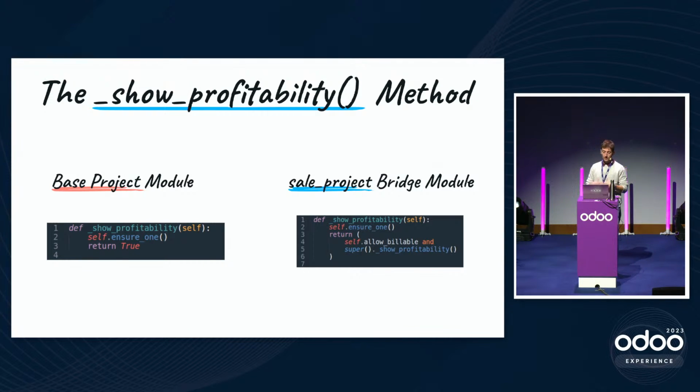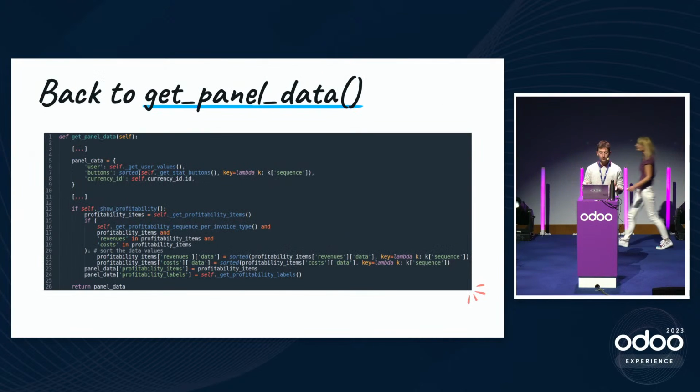So as you can understand, we can also extend functions in the bridge modules. And here we actually use this field that we saw before, the allow billable field, to check whether we should show profitability. So now, with the sale project bridge module, we only show profitability in billable projects. But let's assume that now we're showing profitability.